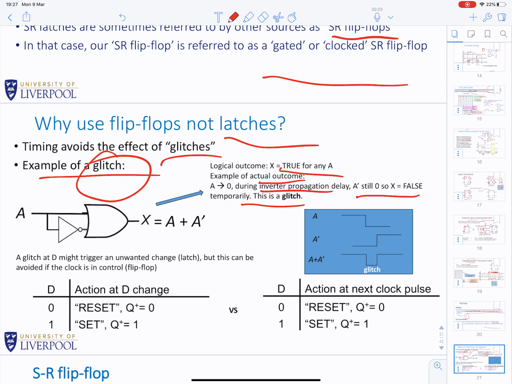This can be avoided if the clock is in control. The glitch at D might trigger an unwanted change of state, but it can be avoided if the clock is in control. Flip flop.